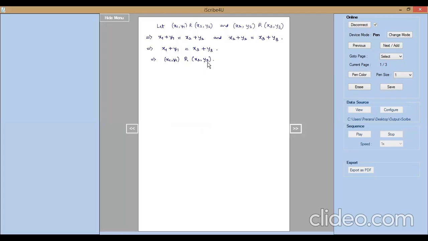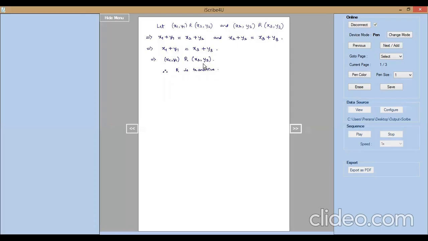So we started with x1, y1 related to x2, y2 and x2, y2 related to x3, y3, and we have arrived at x1, y1 is related to x3, y3, which proves the transitivity. Recall the definition for transitive relation: if A is related to B and B is related to C, then A is related to C. Correct? That is the definition for transitive. Therefore, R is transitive.